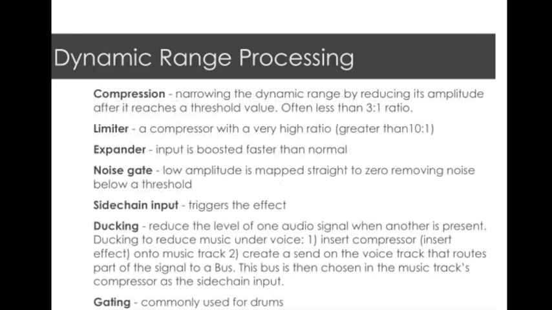So here are the standard sort of dynamic range processing effects you will use. Compression, we mentioned. This is the narrowing of the dynamic range by reducing its amplitude after it reaches a threshold value. And for that threshold value, the compression ratio usually is going to be less than a 3-to-1 ratio. So with compression, if we reach a certain threshold, then the sound will be compressed within that. So we can set that threshold higher and higher so that any sound that comes in would be brought above that threshold.